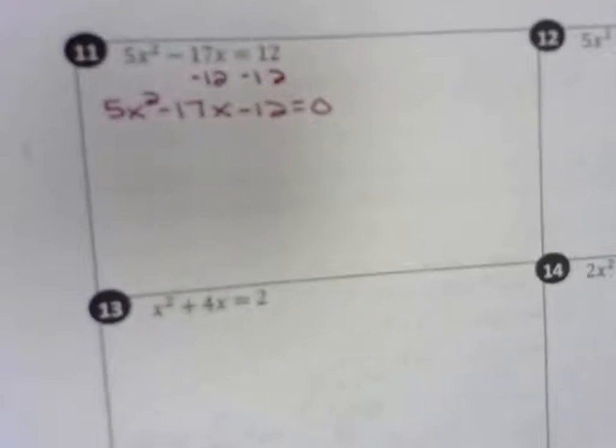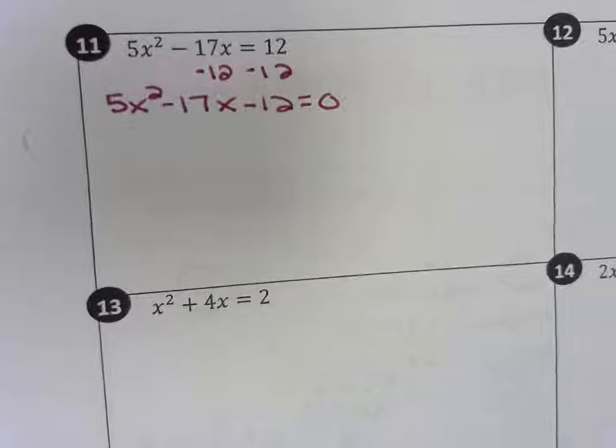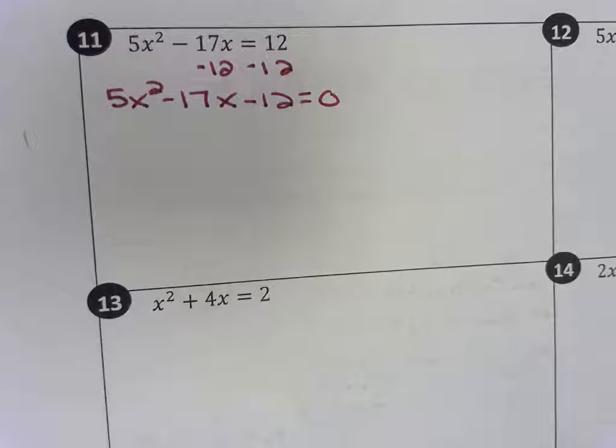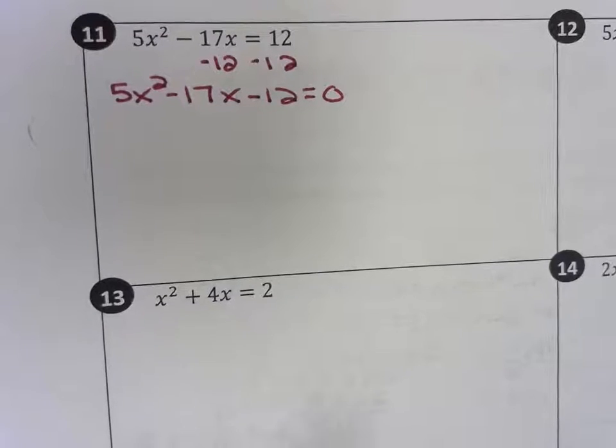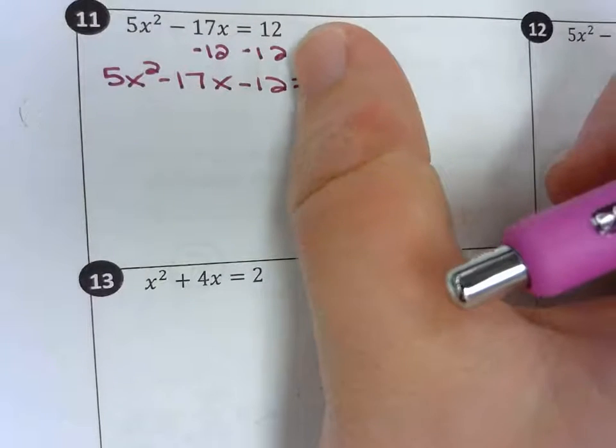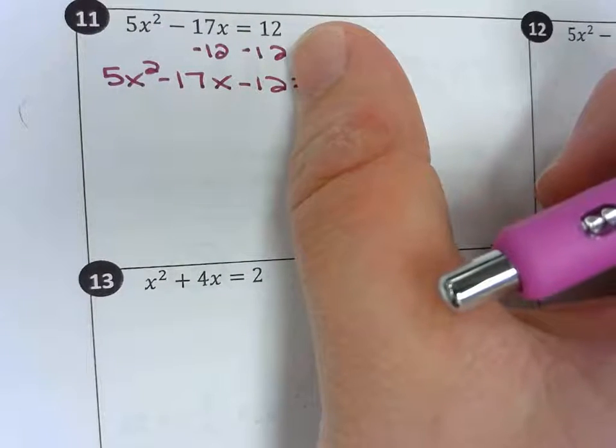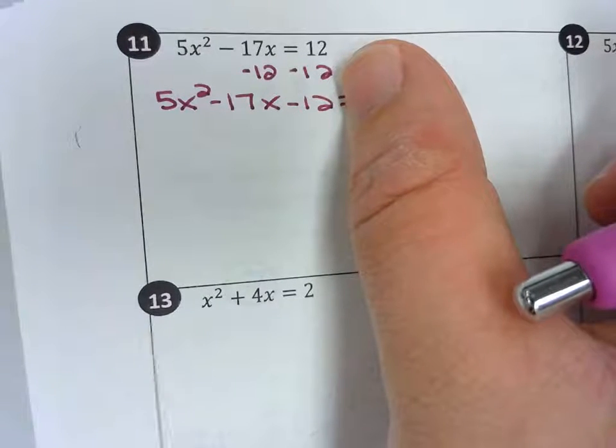So as I look at this, I want to try to factor this, or do quadratic, but let's always try to factor first. Is there a GCF? 5, 17, and 12. GCF? No. So I move on. It's a trinomial. I ignore the equal 0. It's a trinomial. So how am I going to start trying to factor this?